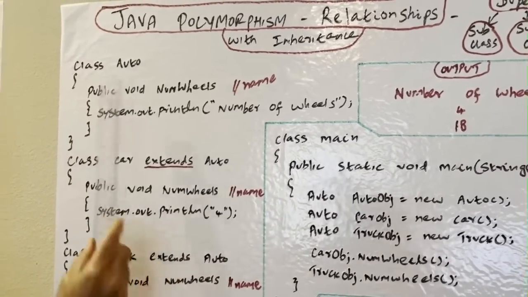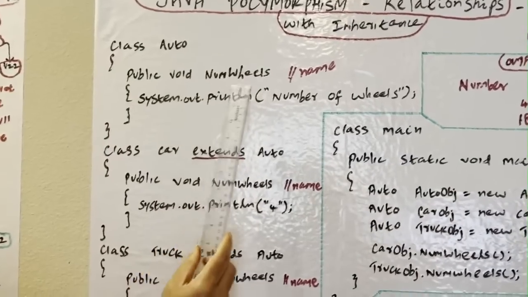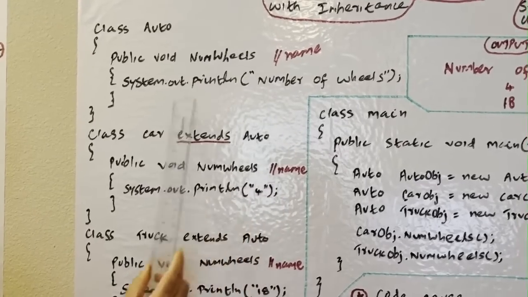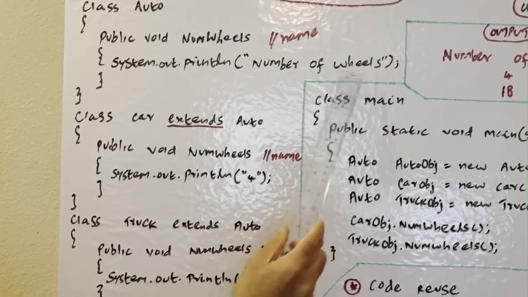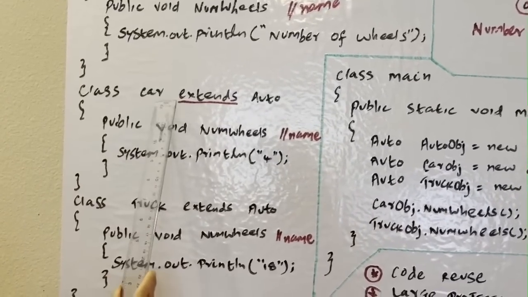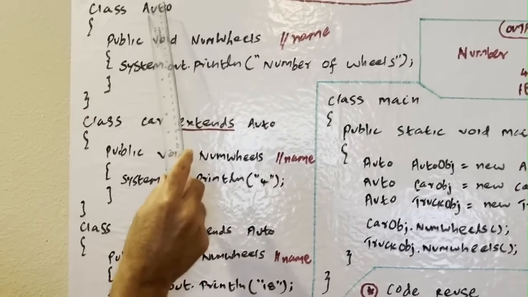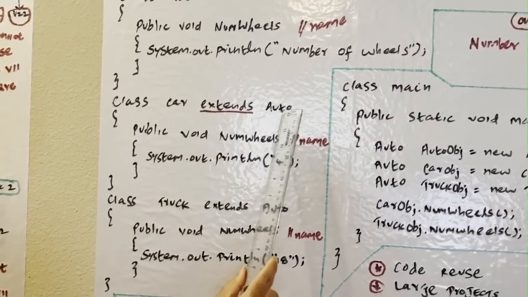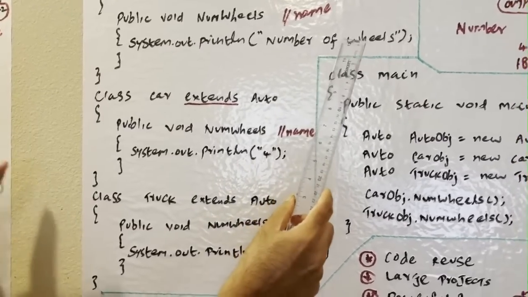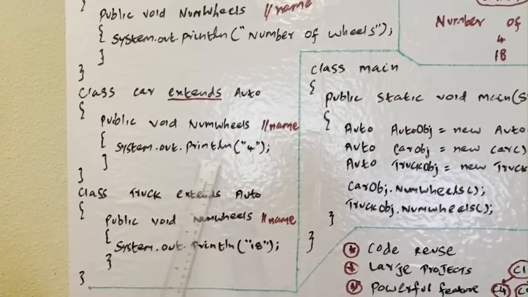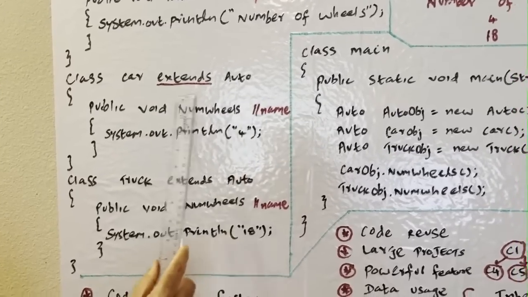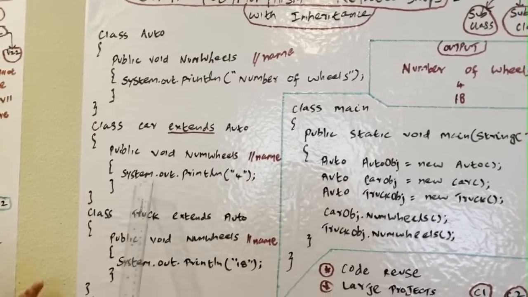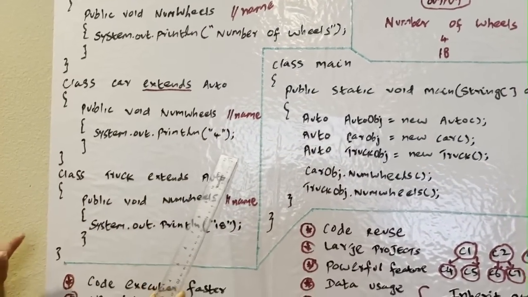Simple example. Class auto, public void, number of wheels. It's the name of it. This is a method. I am printing number of wheels. Another class car. Car is a type of auto. So this is the main. These are subclasses. Superclass, subclass. Car extends auto. So we are going to talk about number of wheels. System.out print, see, public void method name is numWheels. Same name as here. That's the important point of polymorphism. So we print 4. Car has 4 wheels.